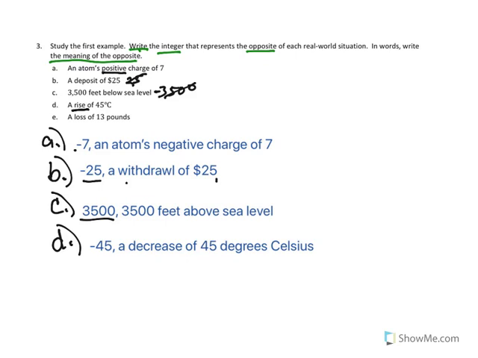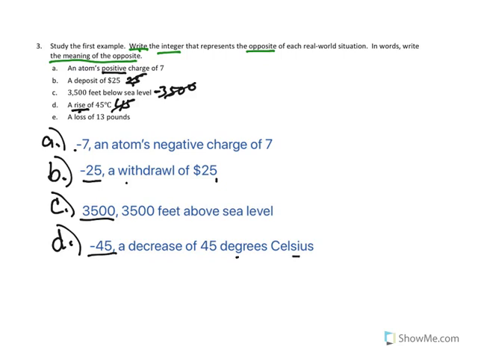So the correct answer would be, the rise would be a positive 45. So the opposite integer would be -45. And then the opposite of rise is decrease or lower or anything like that. Any word that means the same thing is fine too, of 45 degrees Celsius.